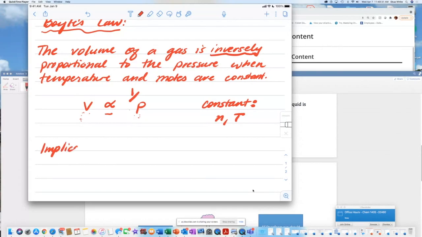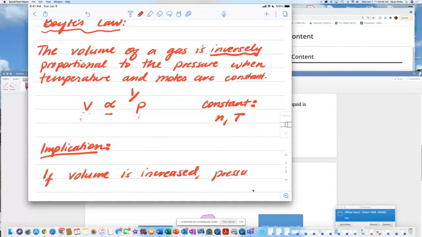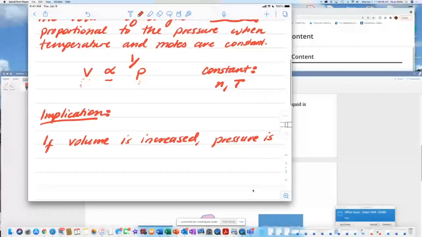When you have an indirect relationship, like this, where you have inversely proportional, the implication of this law, how this plays out, is if volume is increased, pressure is decreased. So these were the findings: volume is inversely proportional to pressure. The implication, how it plays out, what do we observe in the lab? If you increase volume, pressure is decreased.